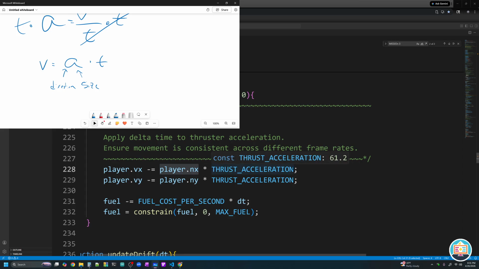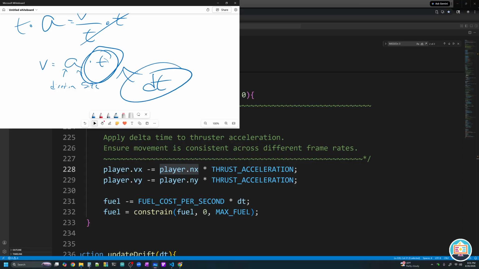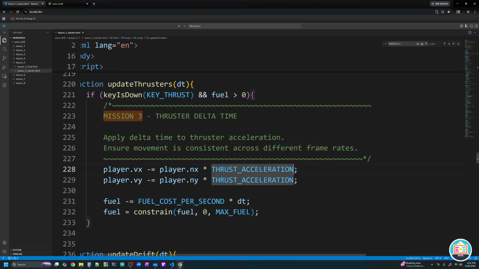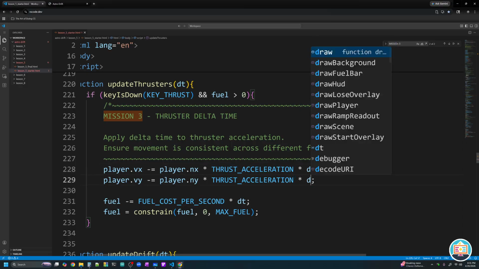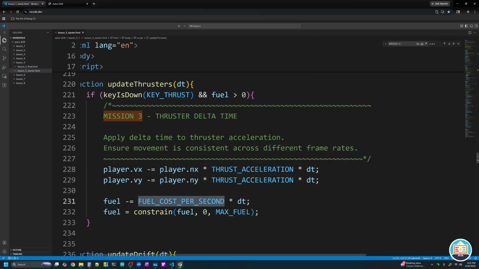So what we're missing here is our time. We're missing multiplying by time. What is our time that we're going to multiply by? Well, it is the time that has elapsed since our last frame, and that is our dt variable. So we're going to come over here, and we're going to say, all right, let's do times dt. Oh, and look, our fuel is already being adjusted for it. So we're subtracting our fuel cost per second, and then we're multiplying by our time interval, dt. So that actually is already working for us.